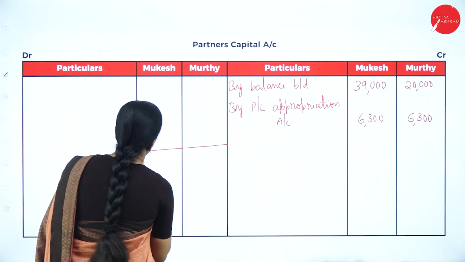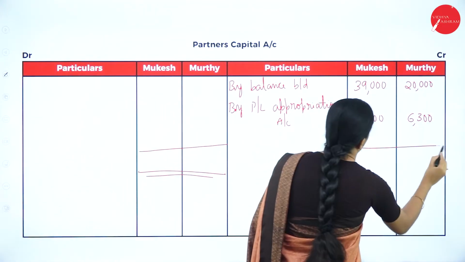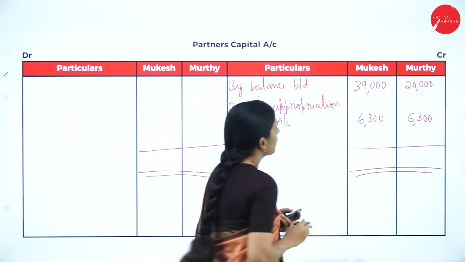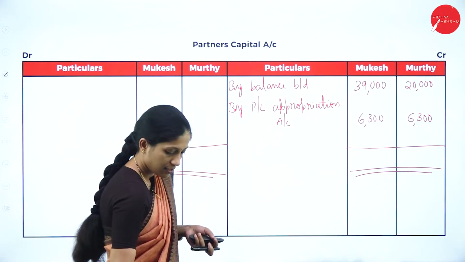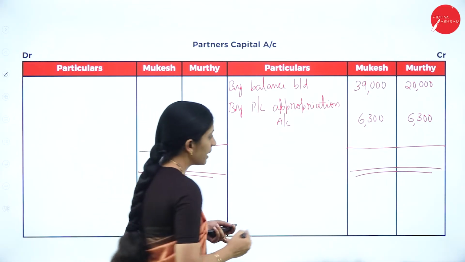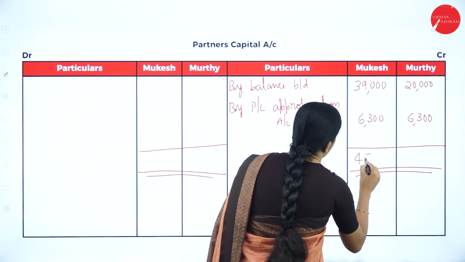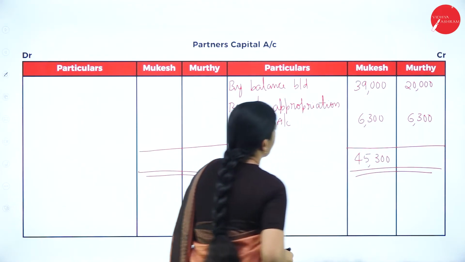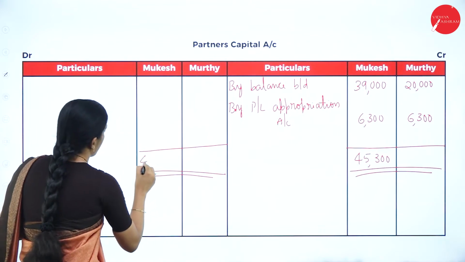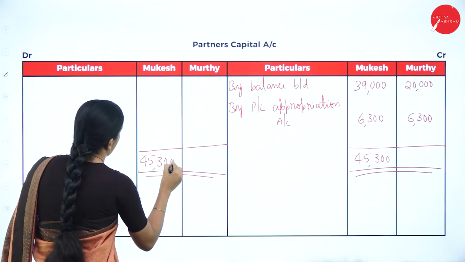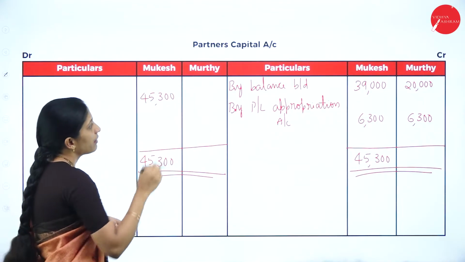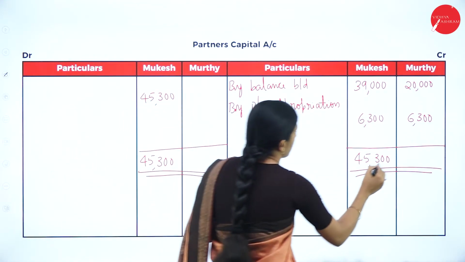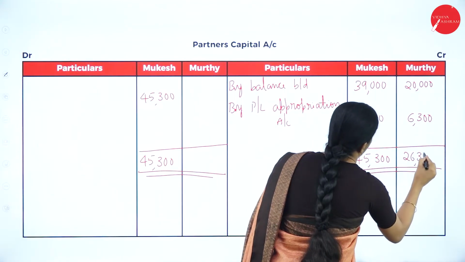Okay, now we shall balance both the sides. So, 39,000 plus 6,300, so it will be 45,300. Here also 45,300. Next, that side it is 26,300.